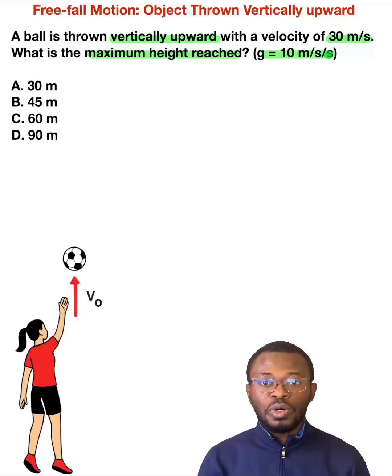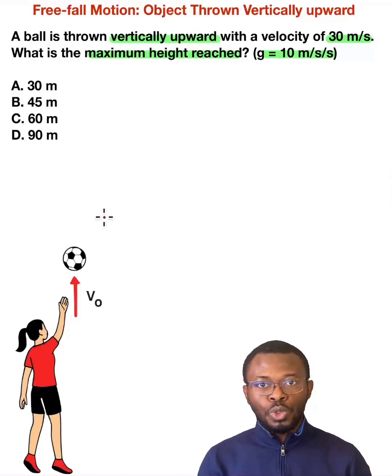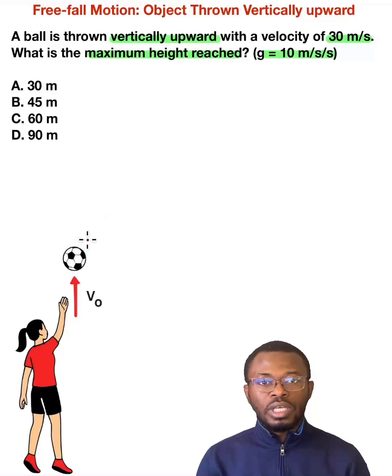This is a problem on kinematics, and in kinematics, we describe the motion of an object without any reference to forces. So we describe the motion in terms of position, displacement, velocity, and acceleration in time. So what happens when you throw a ball vertically upwards? What happens is that with the throw, you give the ball an initial velocity, which is v0.